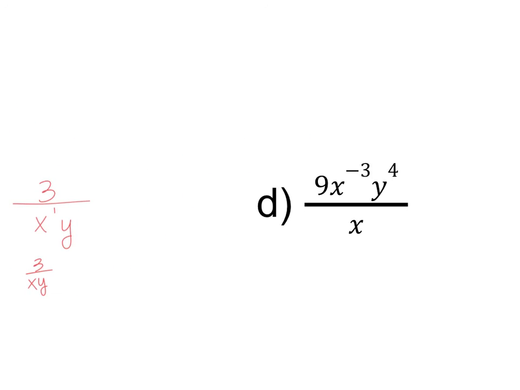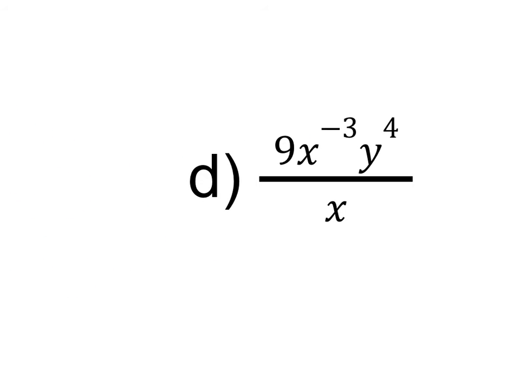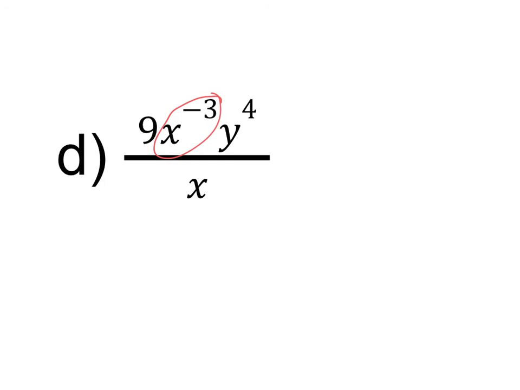All right, now D. Okay, this one's getting a little harder. How many things am I flipping? Just one, so just that x. And this is why I circle it, because it helps you break up the pieces. So now I have 9 on top, y to the 4th on top, because those didn't move. And now I have x to the 3rd and an x. Are we finished? And the answer is no.